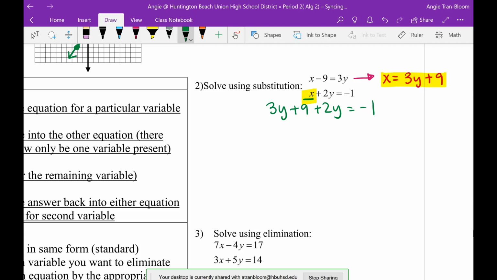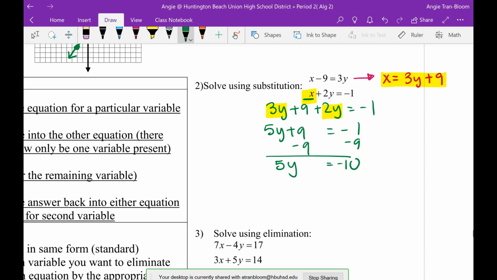Can you combine like terms? Brandon N., can you combine like terms? Yeah? What do you get? 5y. Excellent. So 5y plus 9 equals negative 1. Okay. Lena, what's your next move in solving for y? Yep, move 9. So we get 5y equals negative 10. Okay. Anthony, what's your next move? Divide by 5. So y is now negative 2. I can box that up because that's one of the variables I'm trying to solve for.